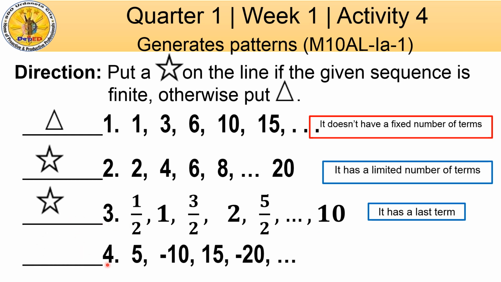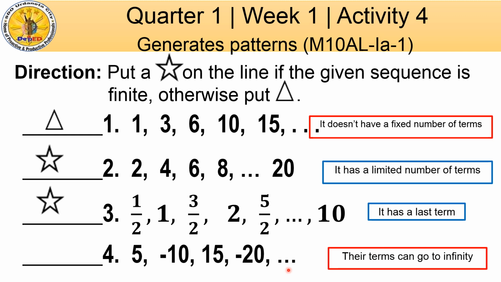And example number 4 is a sequence 5, -10, 15, and -20, and so on. It doesn't have a fixed number of terms and their terms can go to infinity. So this is an example of infinite sequence. So we're going to put a triangle.